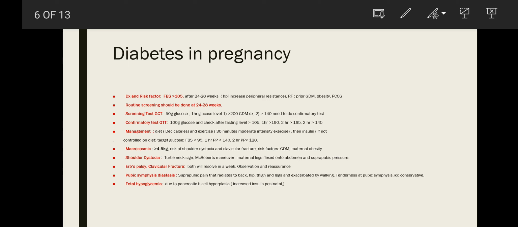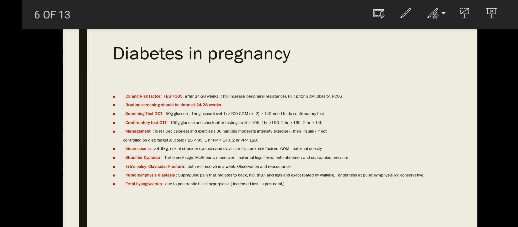Alright. So for the management of gestational diabetes, first line management is diet and weight loss. If the blood glucose is still not controlled, then we start second line like insulin and metformin. Both insulin and metformin have similar efficacy. We can start either of the two.